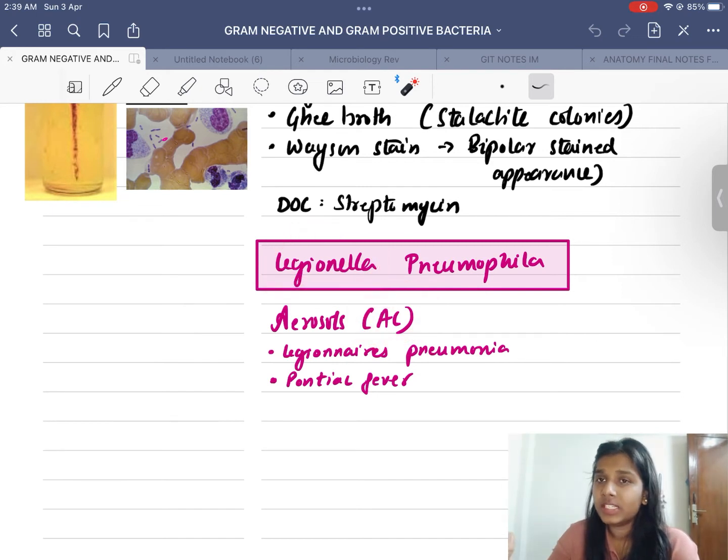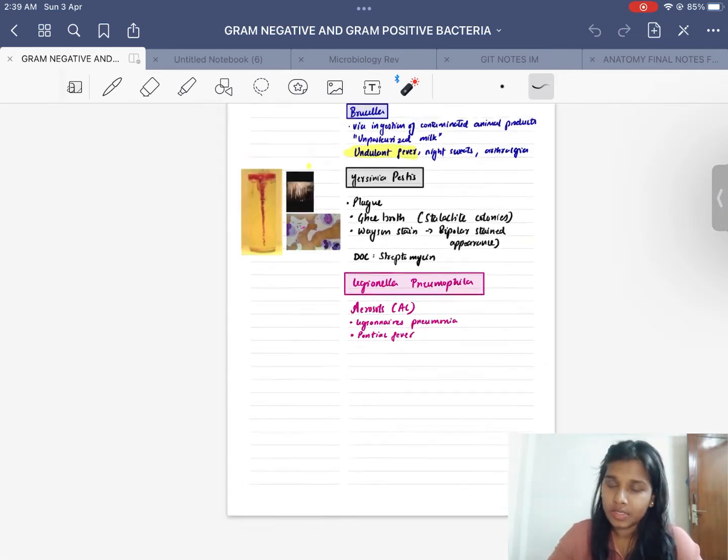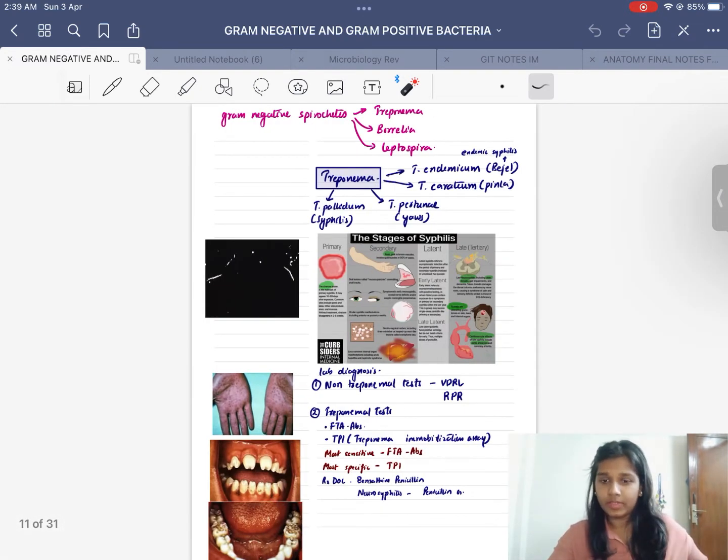Now this Legionella can cause Legionnaire's pneumonia. It can also cause Pontiac fever. So remember Legionella, Pontiac fever, Legionella will also cause pneumonia, related to the aerosols. After that, what do we have? So this is about the bacilli.